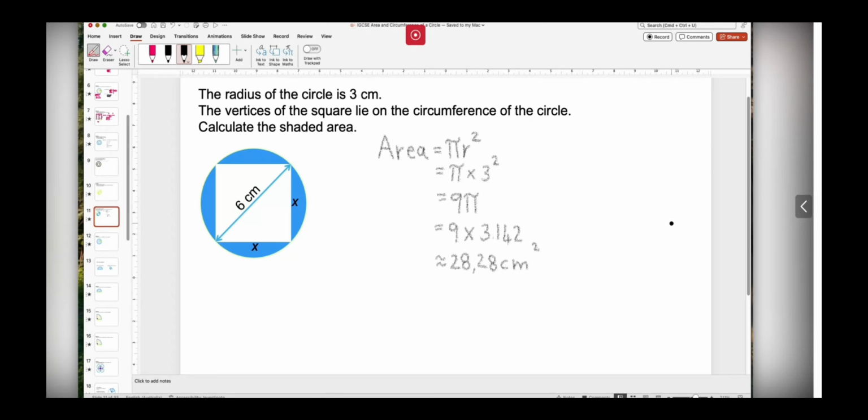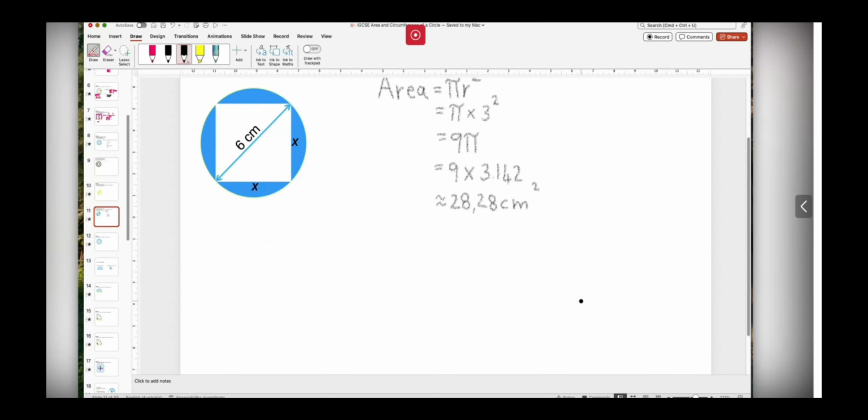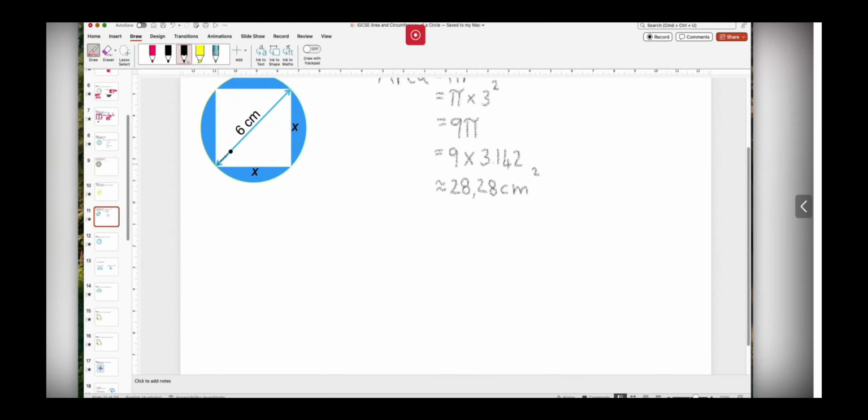Okay, now let's talk about the relationship between the circle and the square. Now, the diagonal of the square is equal to the diameter of the circle. So that means the diameter of the circle is equal to 6 centimeters. And the diagonal of the square is also equal to 6 centimeters. Now we have to find the side length of the square. Now remember, I'm just going to scroll down a little bit. If you cut this square in half, you have a right-angled triangle over here. And this side, they will be equal.